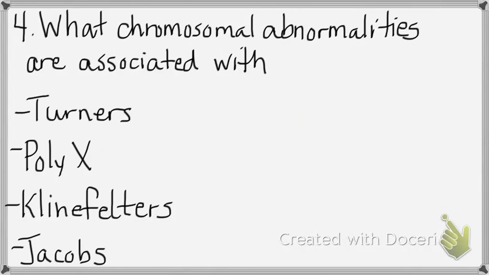Okay, what chromosomal abnormalities are associated? And then I made this list here. Now the list, guys, also is on page 125. Let's glance at page 125. That's where I got this list from. This may seem familiar to you. The Turner syndrome, Poly X, Klinefelter syndrome, and Jacobs. So let's start with Turner's. What chromosomal abnormalities associated with Turner's?